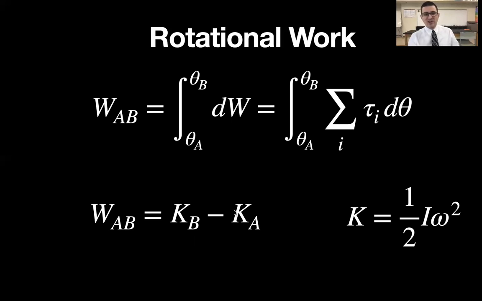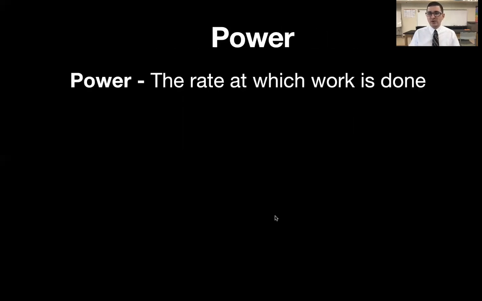And then the net work-kinetic energy theorem also works if we say the net rotational work equals the change in net rotational kinetic energy. So now, again, we're just reviewing and then applying it to rotational stuff. But let's review what we know about power. We said power is the rate at which work is done. So therefore, power is the derivative of work with respect to time.